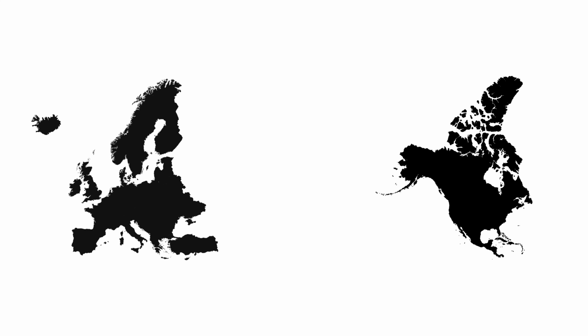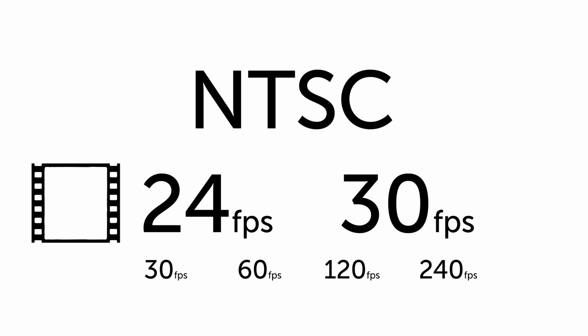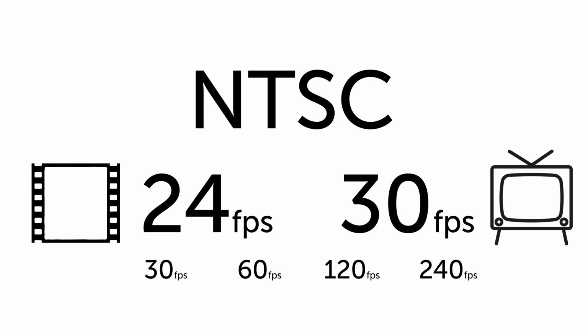Now, frames per second, or FPS, is going to be very different depending on which video format standard you're going to be using. All right, so the frame rates for each region are actually the exact same as they were during the analog period. So for the NTSC standard, which is the American one, the frame rate is going to be 24 or 30 frames per second. And other frequencies are going to be multiples of 30. So 30, 60, 120, 240, etc. 24 frames per second is going to be used primarily for movies, and 30 frames per second is going to be for television or video.